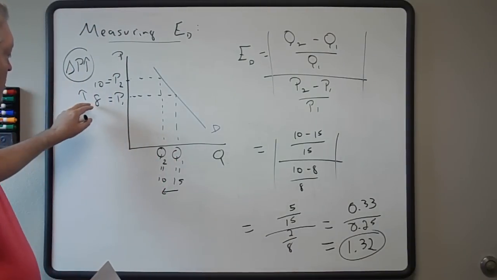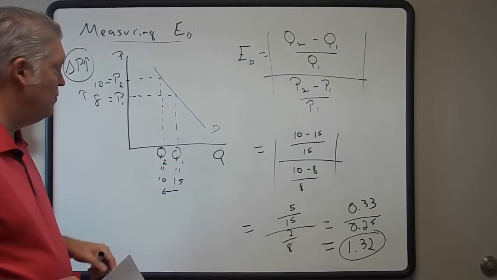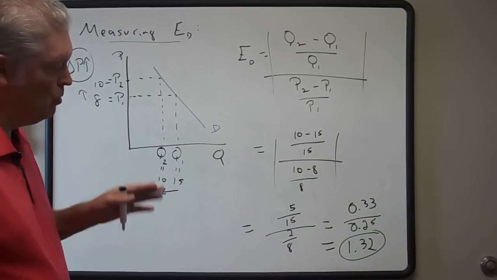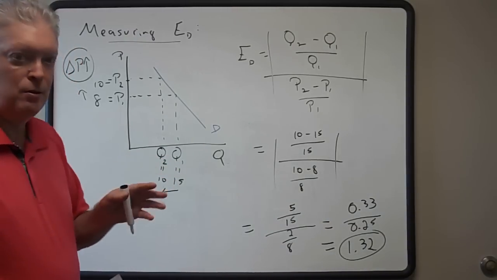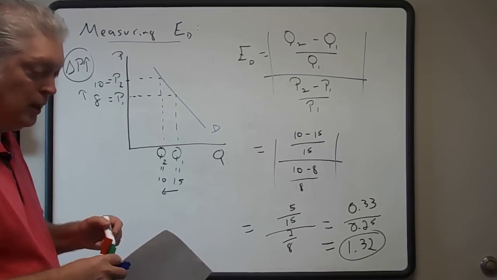as we move along this particular segment of the demand curve, the interval between 8 and 10 on the price axis and 15 and 10 on the quantity axis. And since it's greater than 1, one thing we can say is that demand is price elastic. It's greater than 1, so we know it's price elastic.